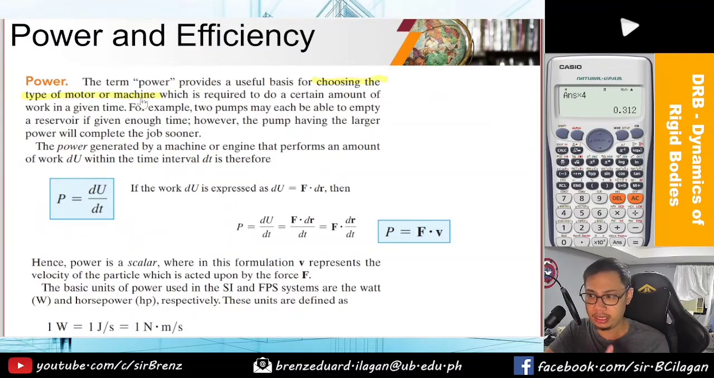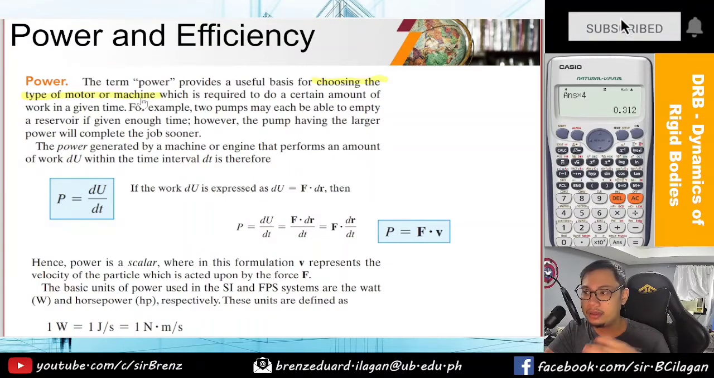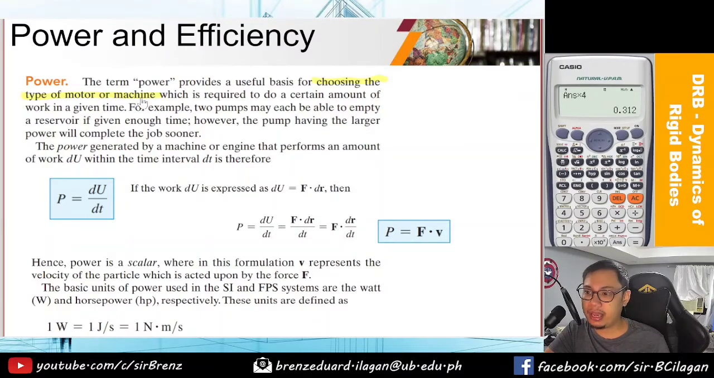So just like here, for the example, there are two pumps. Both pumps can empty the reservoir in a given time, but one of them empties it faster, or completes the job faster, which is the one with the larger power.